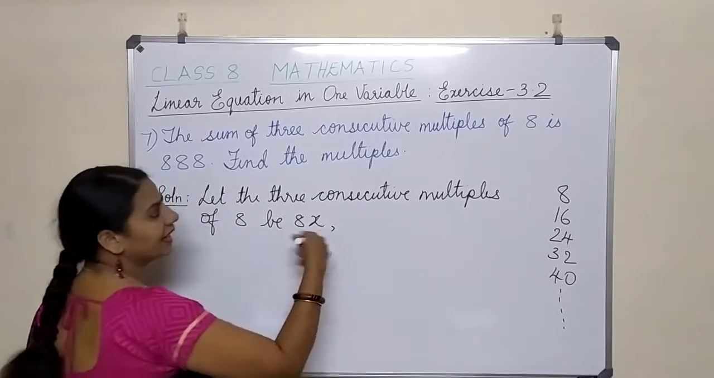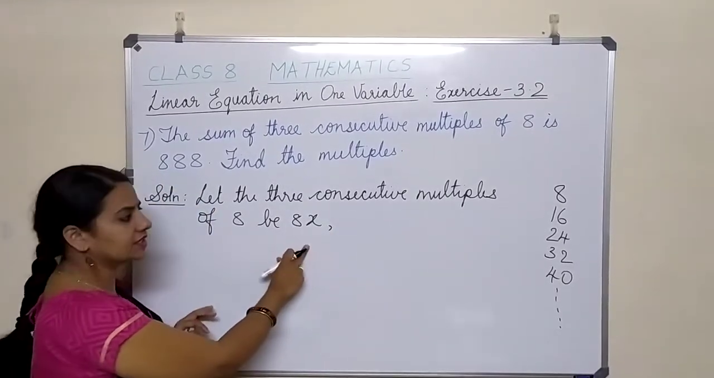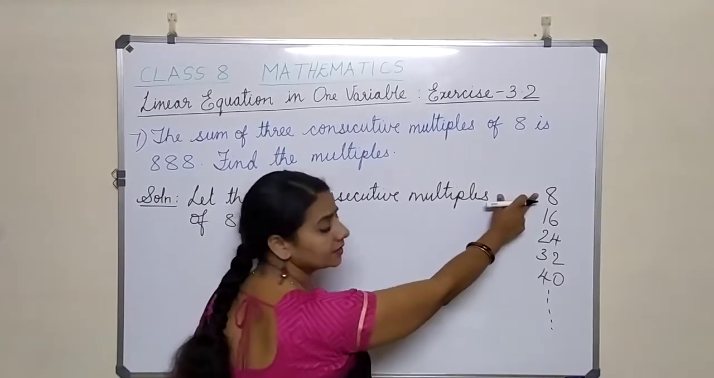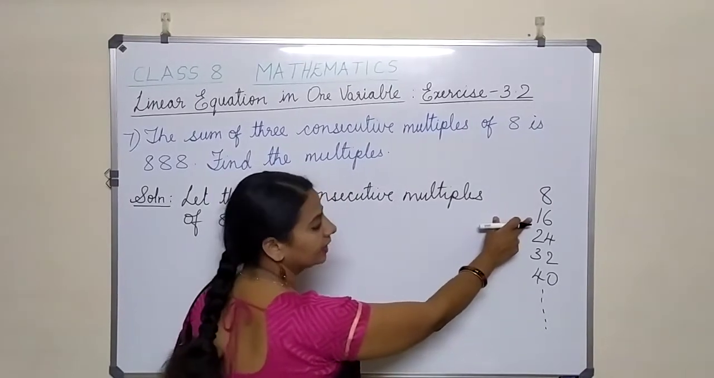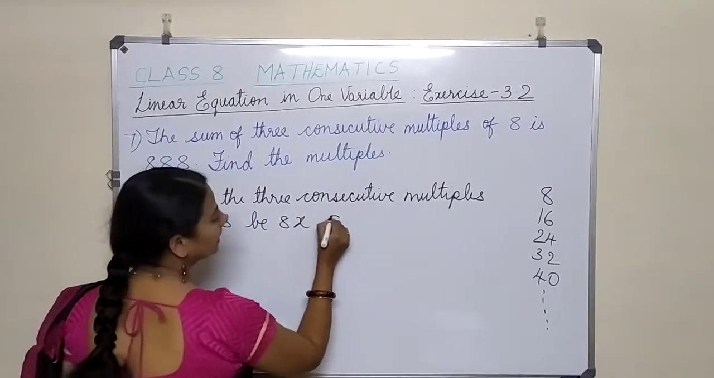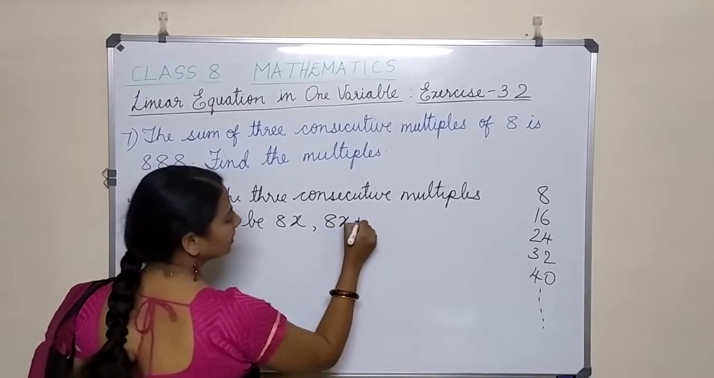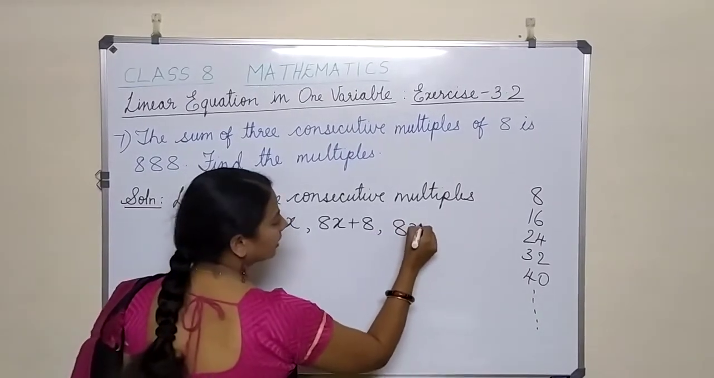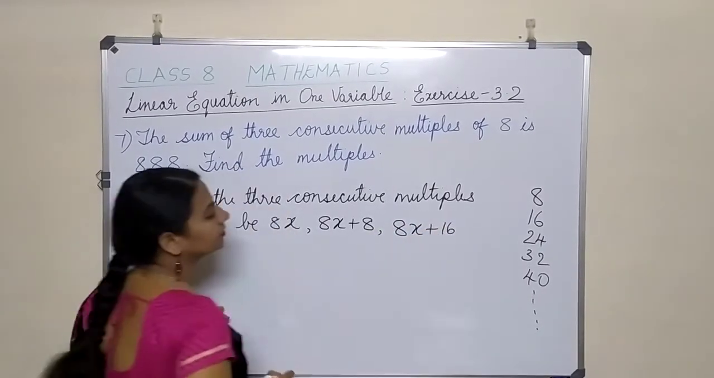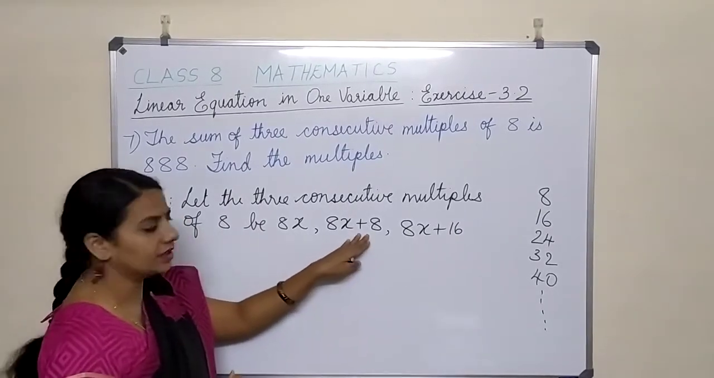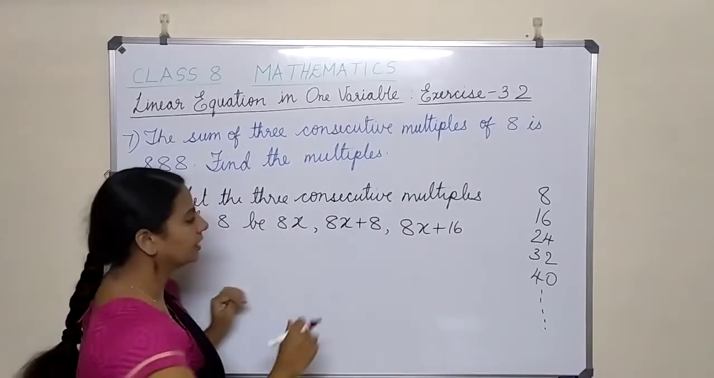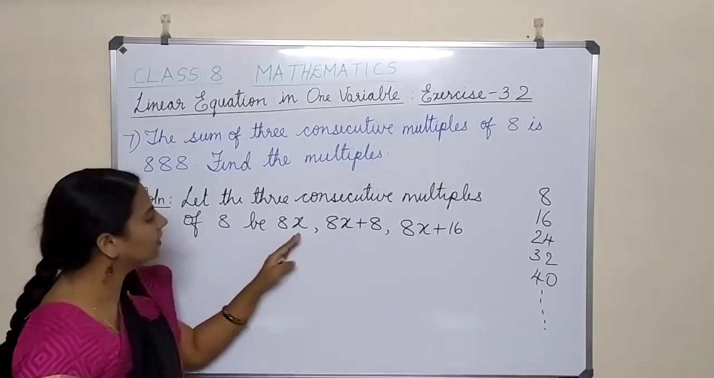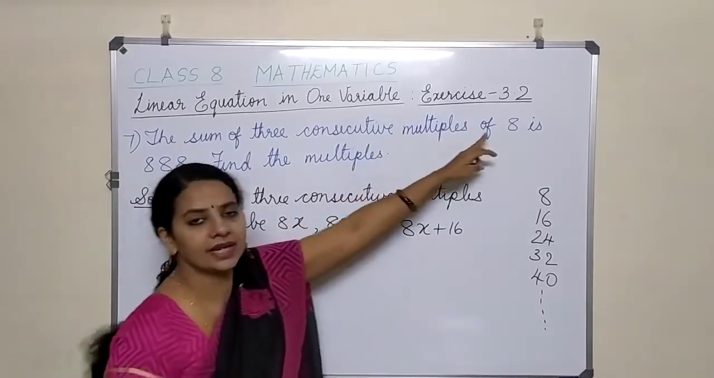So what will be the next number? You have to add 8 to this number. Remember, when you want to get 16, you added 8 to the number. That's how we got the next multiple of 8. The same way here, the next number will be 8x plus 8 and the other next number will be 8x plus 16. You're adding 8 again: 8x plus 8 plus 8 becomes 8x plus 16. Understood? So these are the three consecutive multiples of 8.